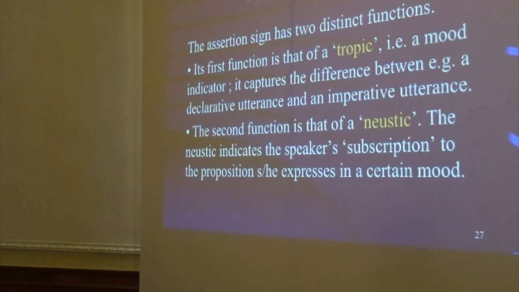He had an analysis of the assertion sign, and he had two distinct functions for it. He calls the first function the tropic, that corresponds to the mood indicator, as he says. That basically corresponds to the difference between a declarative utterance and an imperative utterance. They don't mean the same thing because they convey different indications regarding the speech act which is being performed. But the other function of the assertion sign is that of the neustic, he calls it. And the neustic indicates the speaker's subscription, whether or not the speaker is serious.